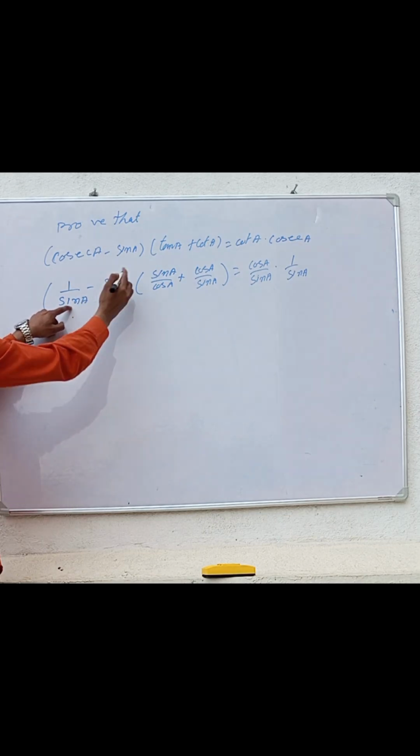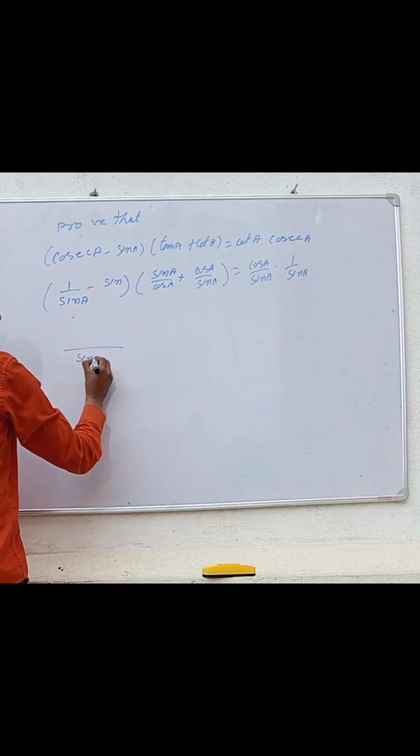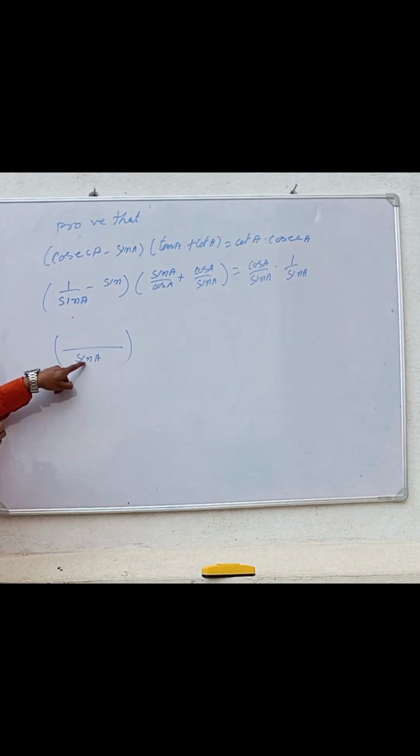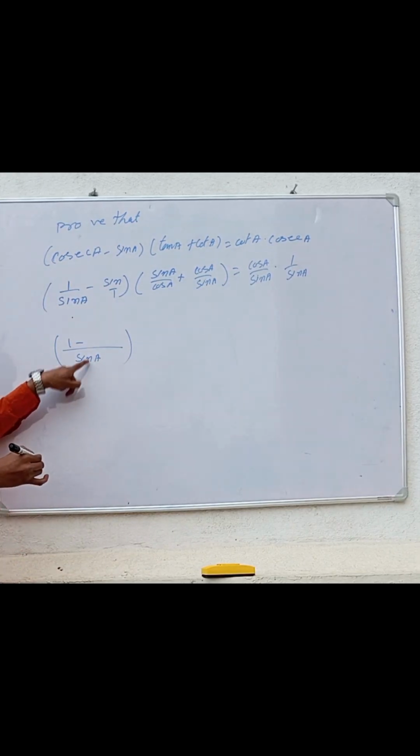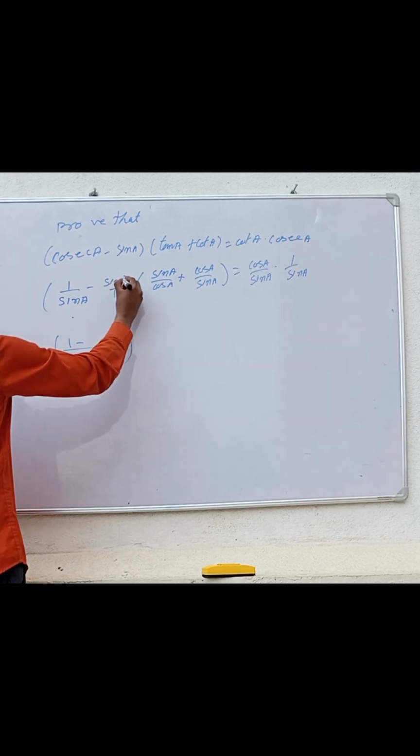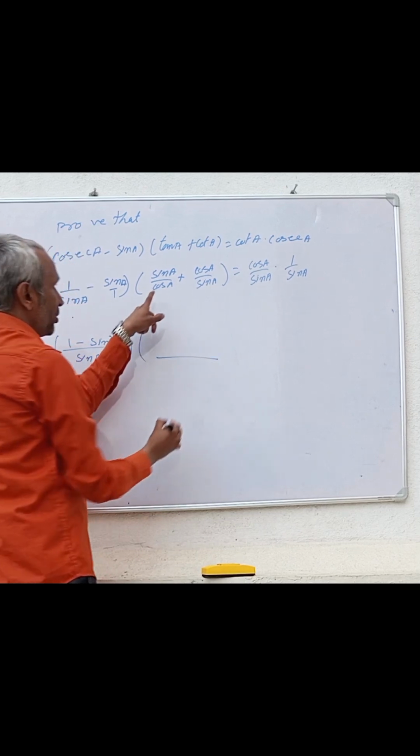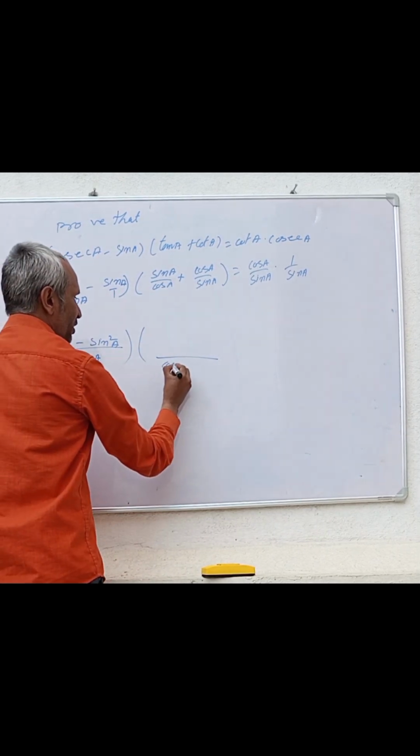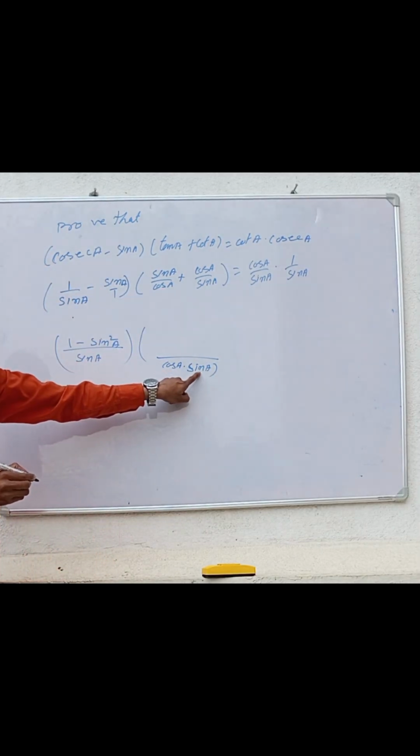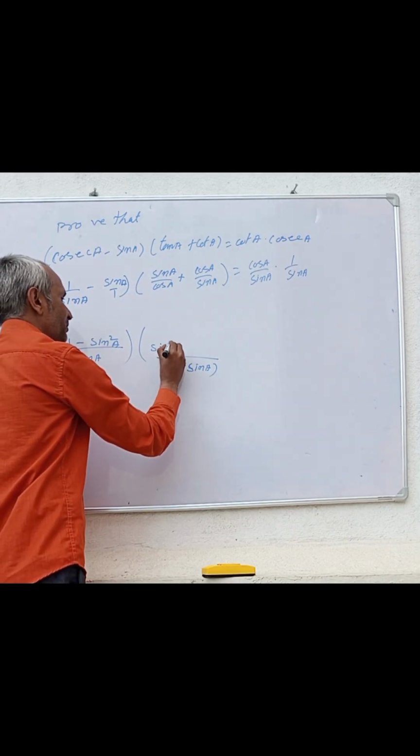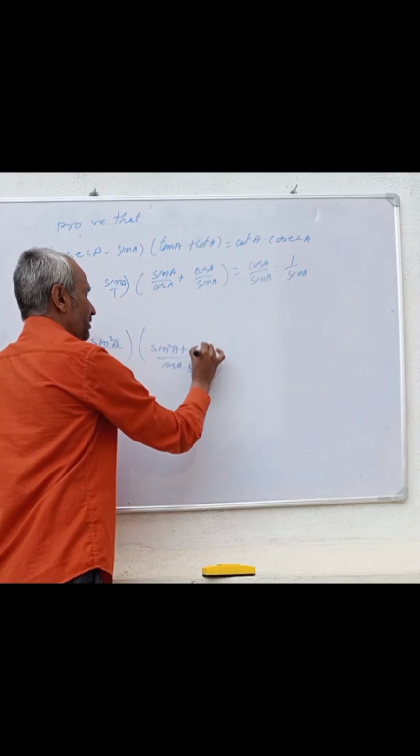So we take the LCM. We cannot cancel like this because of the minus sign, so we take the LCM as sin A. Sin A divided by sin A is 1, into 1 minus, sin A into sin A is sin square A. For the other bracket, taking the LCM of cos A and sin A, that is cos A into sin A: cos A cancels, remaining sin A into sin A is sin square A. Plus, sin cancels, cos A into cos A is cos square A.